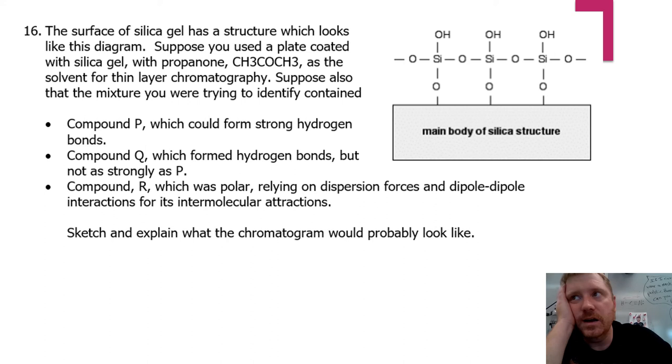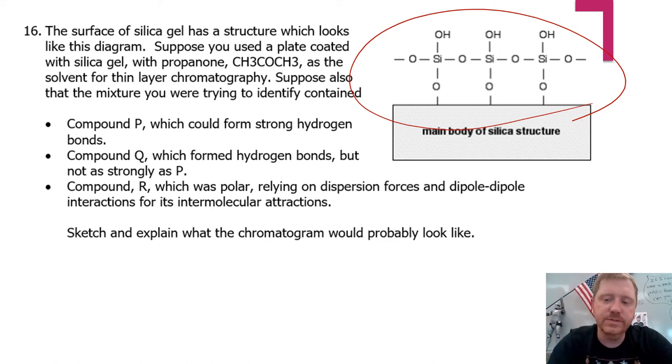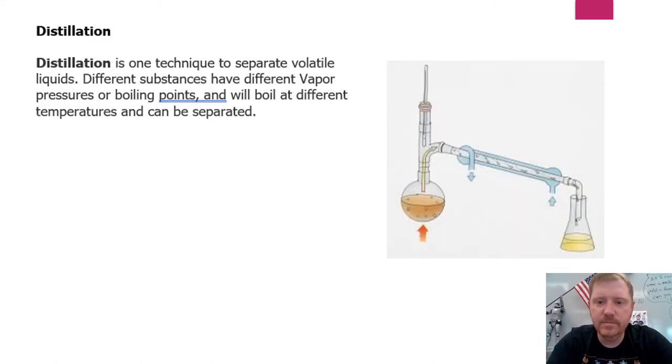This is about the stationary phase, about the part that's not moving. And sometimes silica gel is used. That's this, right? It's the surface of silica gel. And as the compounds move by it, because the silica gel has those hydroxides, it can make hydrogen bonding that'll really slow down the polar molecules, but the nonpolar molecules will slide right past it.